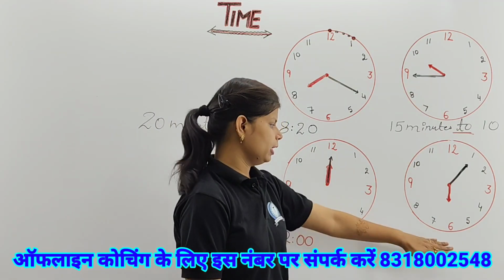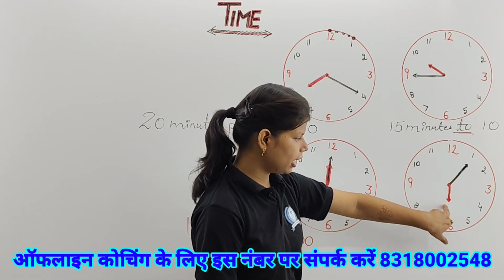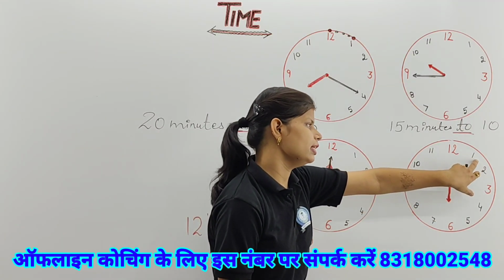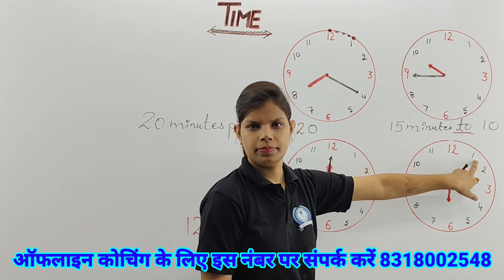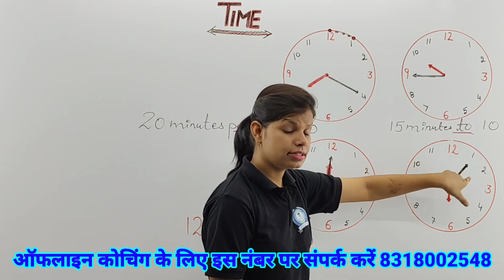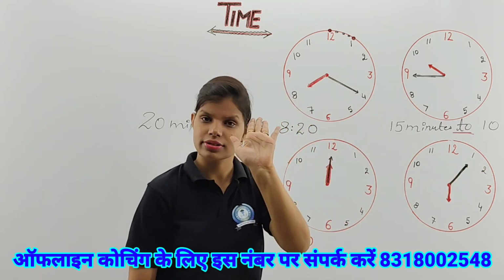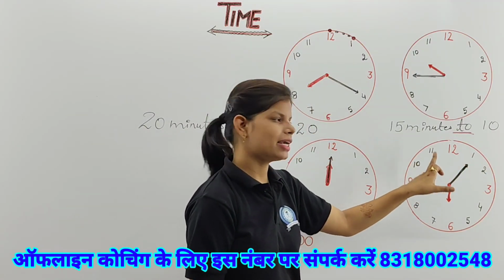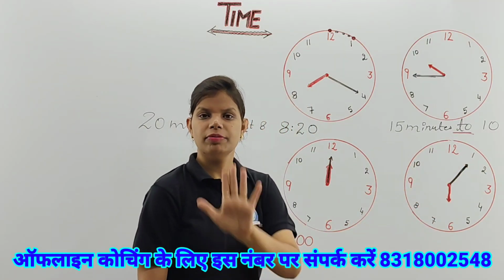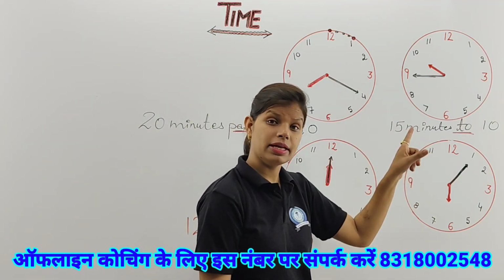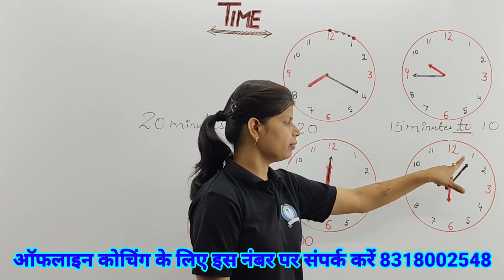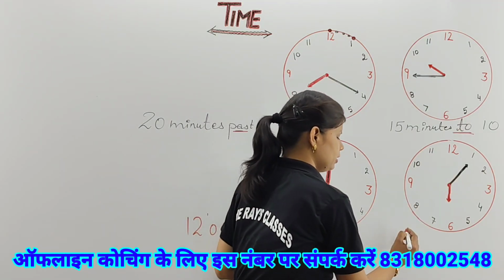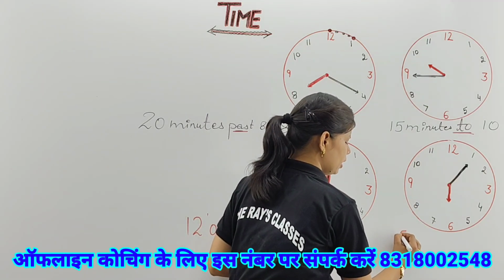Okay. Next. This hour hand of yours is at which place? 6. And this minute hand of yours is at 5. How many minutes have passed in 6? Only 5 minutes have passed. Now still how many minutes are left? Subtract 60 minus 5. 55. Still 55 minutes are left. Then only the clock will go from 6 to 7. So now here you can write 5 minutes.